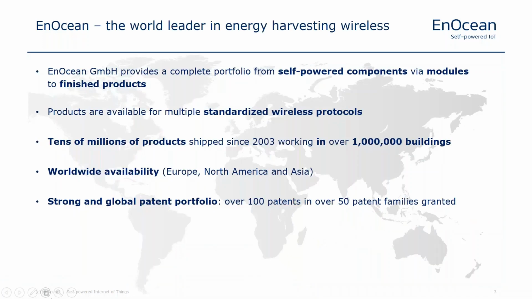So just a few words about EnOcean. EnOcean GmbH, we are the world leader in energy harvesting wireless. We offer a complete product portfolio of self-powered components. This consists of modules which you can integrate into your own product design, and then we would work with your R&D department to integrate those components. But we offer also finished products on an OEM level, in case you want also to extend your product portfolio with additional products.